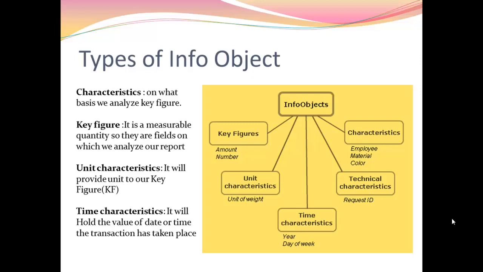A unit characteristic provides units to our key figures, like kg, pound, and a time characteristic holds the value of the time at which the transaction has taken place. Now what we are left with is the technical characteristic, that is the request ID, which we'll be learning when we do our practicals.